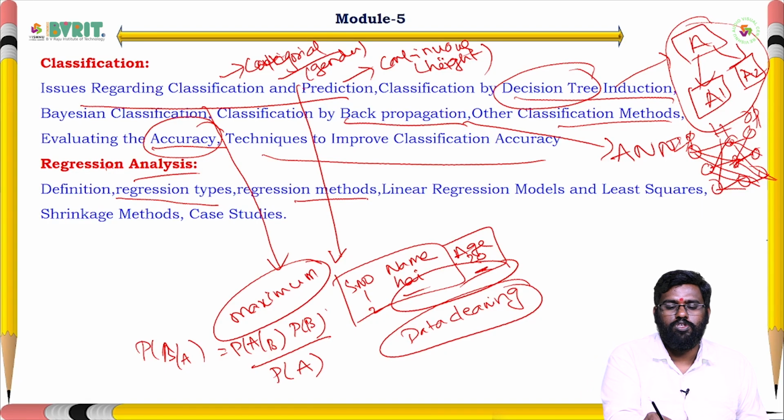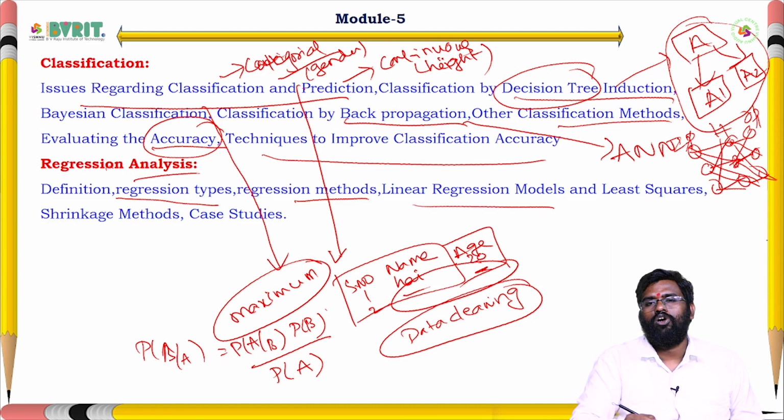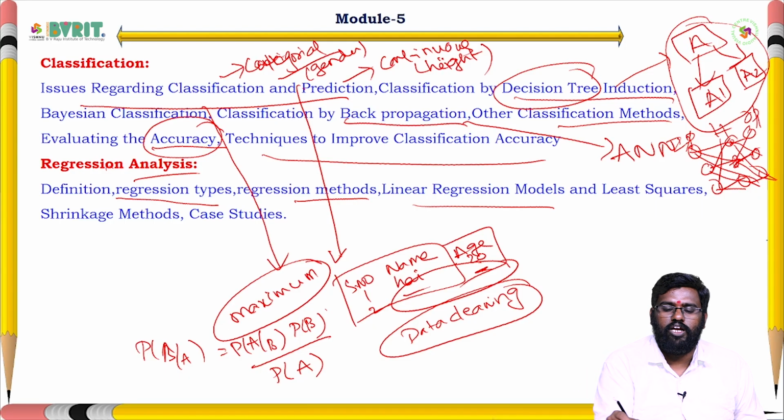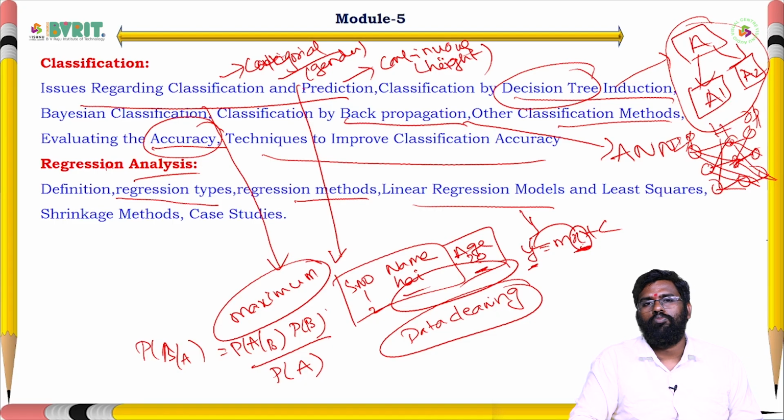Next, regression methods means what application is to be used and what type of regression model we have to use for the given regression concept. Linear regression model means the combination of simple linear regression and multiple linear regression. Simple linear regression has only one independent variable, just like y is equal to mx plus c. When x changes, the y value also changes. X is an independent variable, y is a dependent variable.